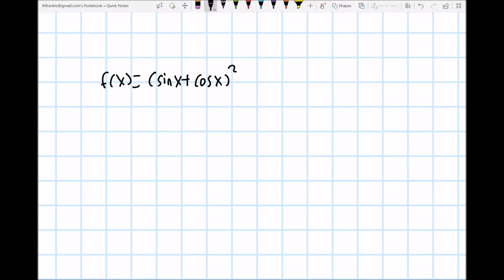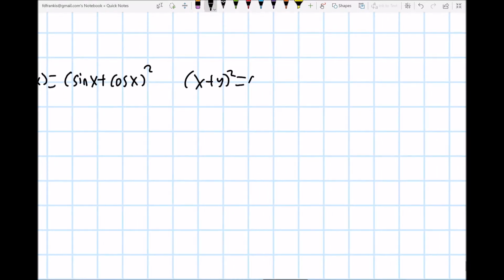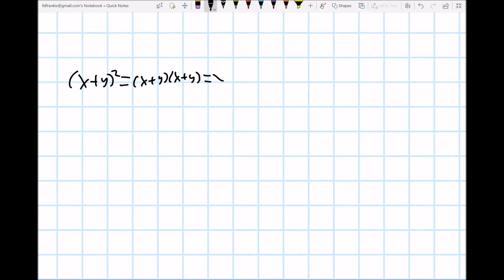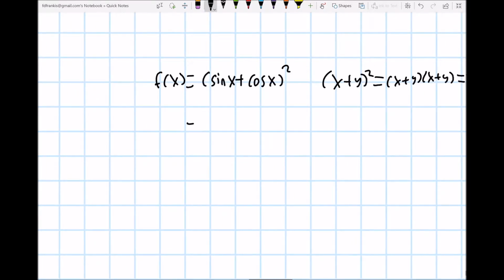But we can perhaps use the identity that x plus y squared is the same as x plus y times x plus y, which is the same as x squared plus 2xy plus y squared. Let's apply that here, and we will get f of x equals sine squared x plus 2 times sine of x, cosine of x, plus cosine of x squared, or cosine squared x.